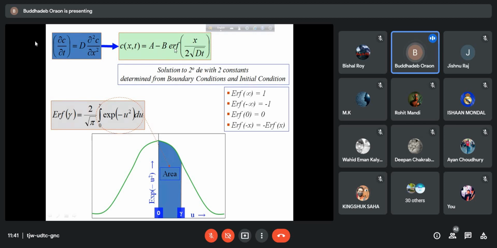In this equation, our objective will be to find these two constants A and B from the given boundary conditions. For any problem related to diffusion, you first have to see what the boundary conditions are and put them in such a way that you get two equations, and you solve those two equations to get the values of A and B. Then the equation will be known to you.